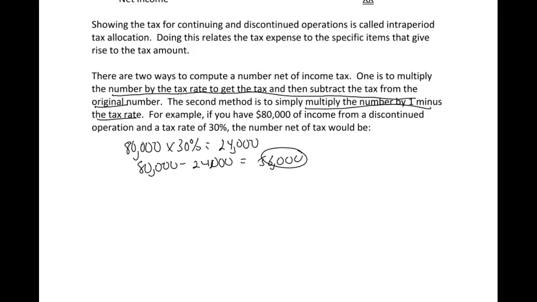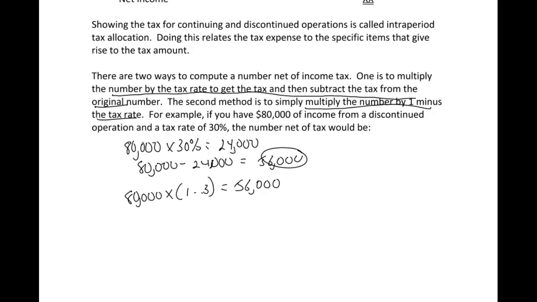If we do it the second way, we're taking 80,000 times 1 minus the tax rate. So basically 1 minus 0.3 or 0.7. So 8 times 7 is 56. So it'd be 56,000. All right, so I like doing it that way because it's just one less step. It saves me a little bit of time. However, you can see whichever way you're more comfortable with is going to give you the same answer. All right, so that was discontinued operations.